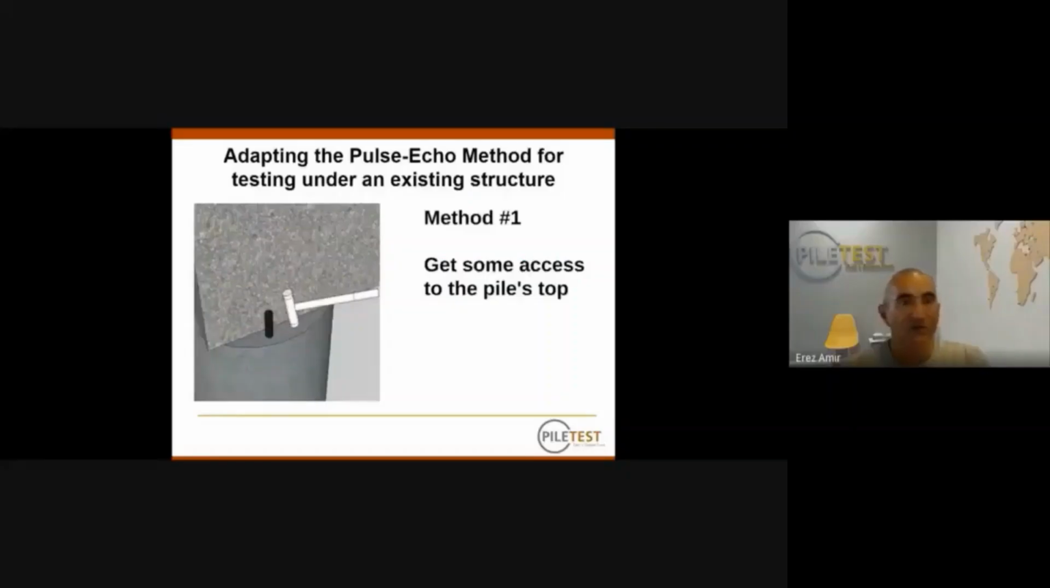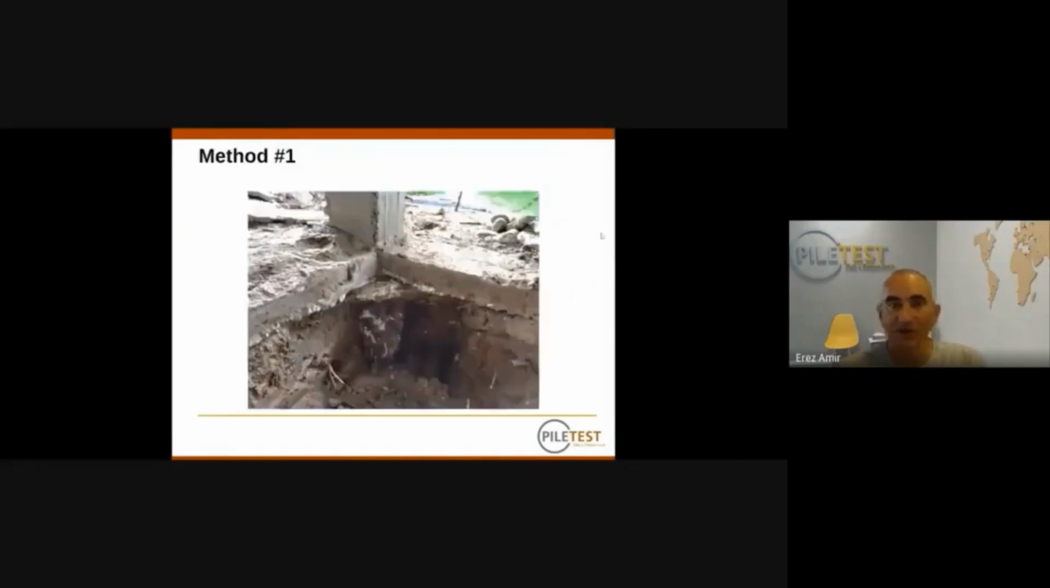There we go. So how do we adapt the pulse echo method to test under existing structure? I'm going to get over that very quickly for those who did get it. So when the top of the pile is round and the column is square, we can sometimes get some kind of a notch there. For example, here, in this case.